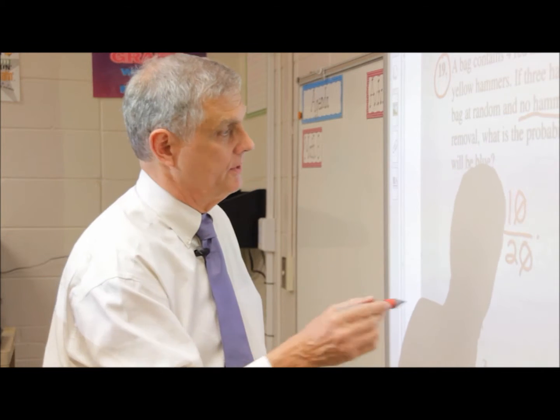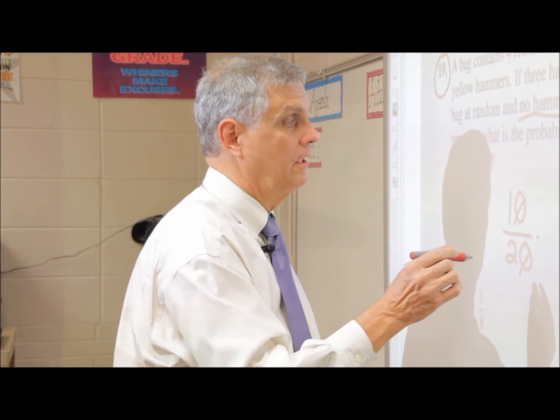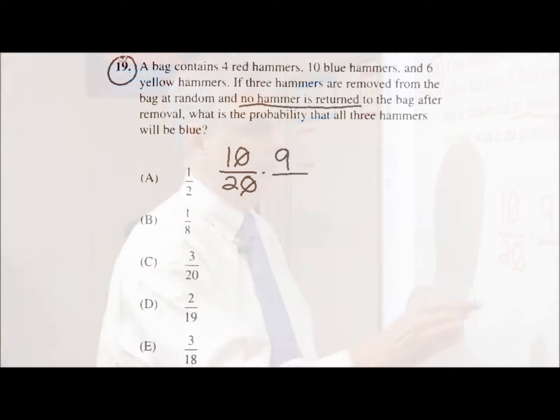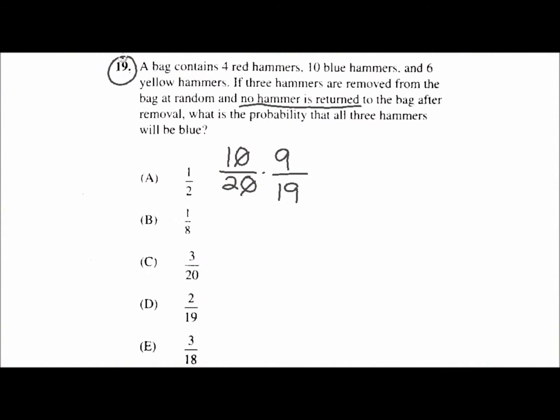But you have to be careful. You've removed that blue hammer now. So now there's only 9 blue hammers in there, and there's a total of 19 hammers in the bag. Then on the third drawing, since you got a blue hammer on the second drawing, you are going to only have 8 blue hammers left in the bag, and you're going to have a total of 18 hammers in the bag. And this reduces, 2 goes in there, to 4 ninths.